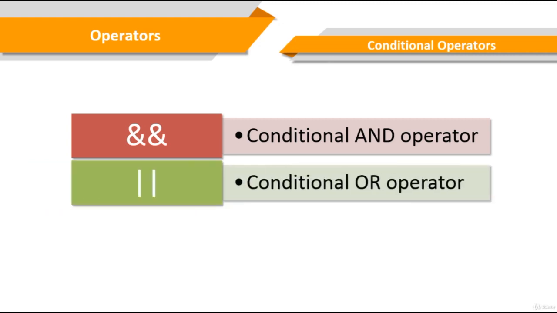The conditional OR operator. This operator is represented by the symbol double pipe. In this operation, the result is true if either of the operands is true. Does that make sense? This operator doesn't check the second condition if the first condition is true. It checks the second condition only if the first one is false.